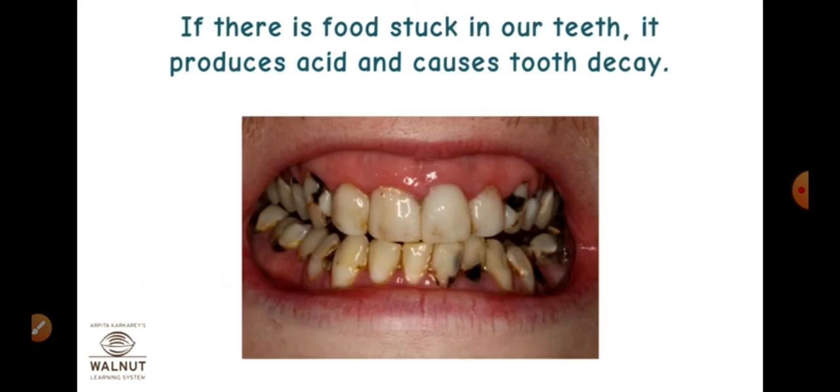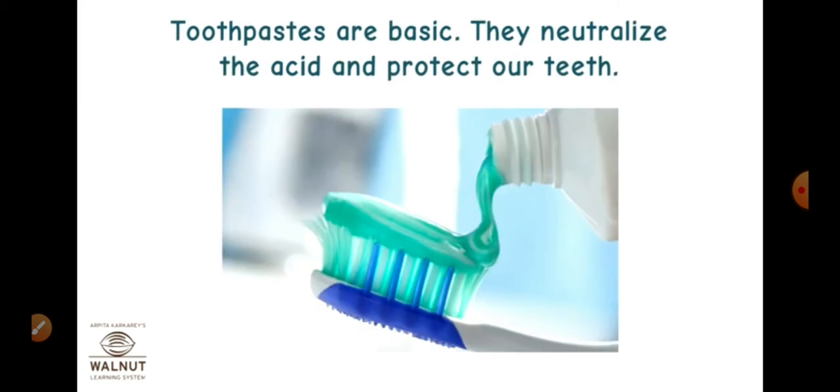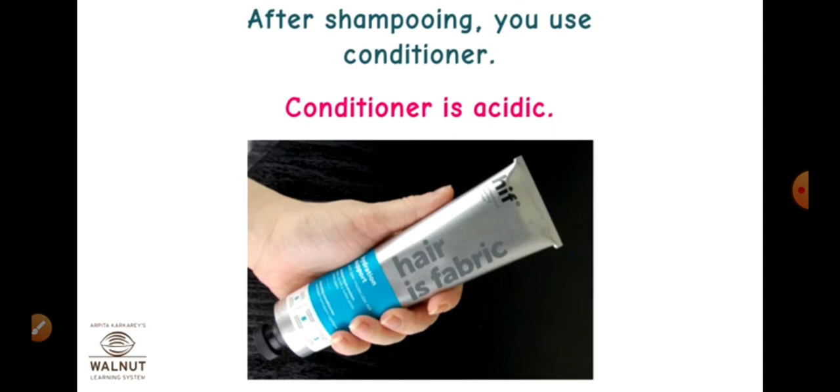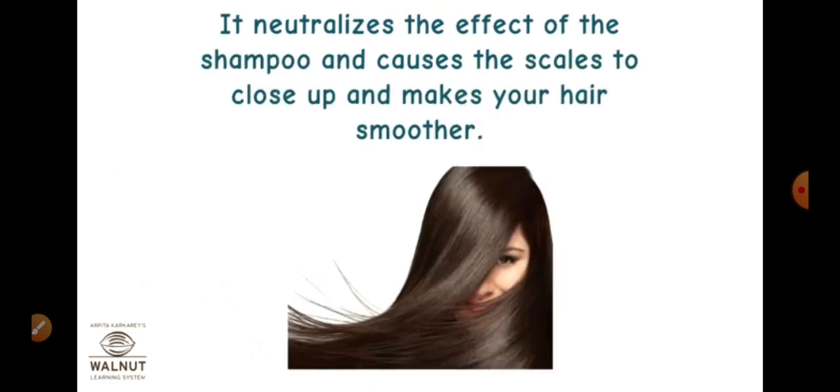If food is stuck in our teeth, it produces acid and causes tooth decay. Toothpastes are basic. They neutralize the acid and protect our teeth. The shampoo that you use is basic. It causes small scales to rise on your hair. This makes your hair unmanageable. After shampooing, you use conditioner. Conditioner is acidic. It neutralizes the effect of the shampoo, causes the scales to close up and makes your hair smoother.